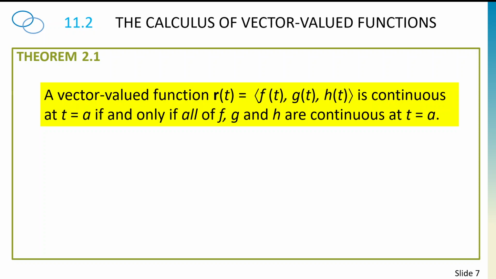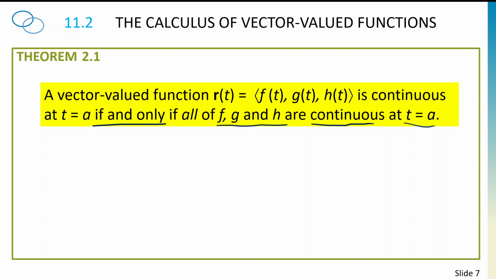Now this theorem says what? This is an easy one. They tell you just that the vector valued function r of t is continuous at t equals a if and only if all of its three components f, g, and h are continuous at this point. So that means I need to check one by one, just as we did with the limit. I need to check if each one of these three functions is continuous, in order to have the overall r of t to be continuous.